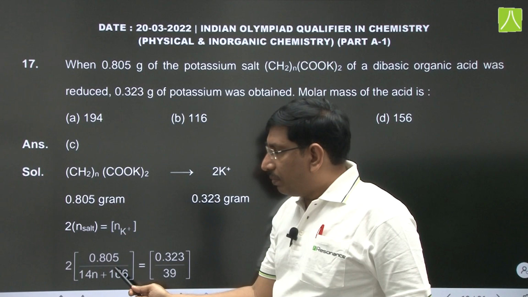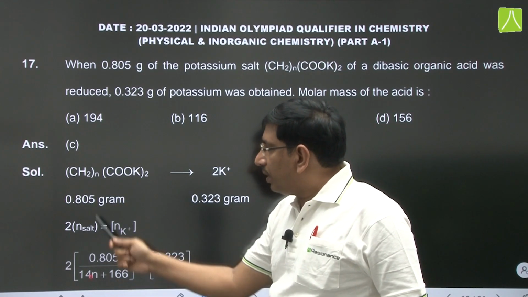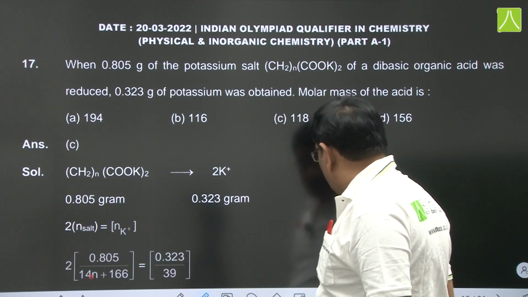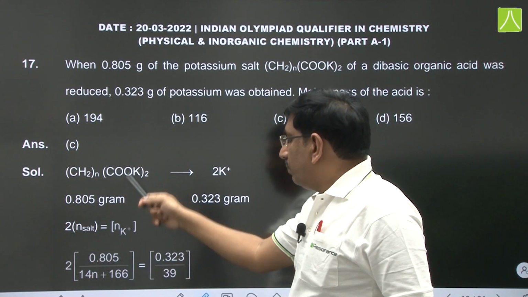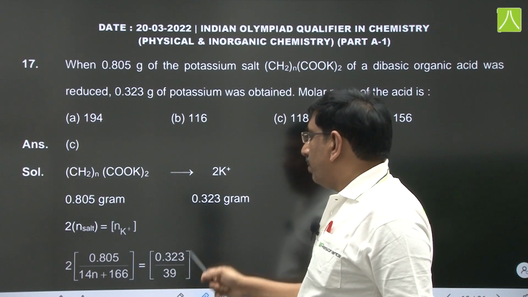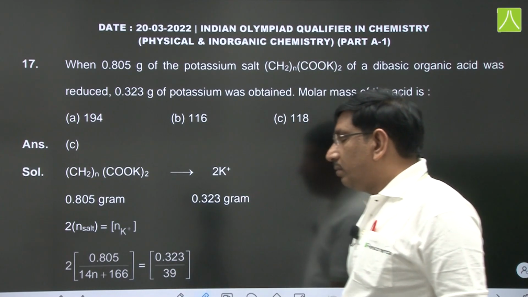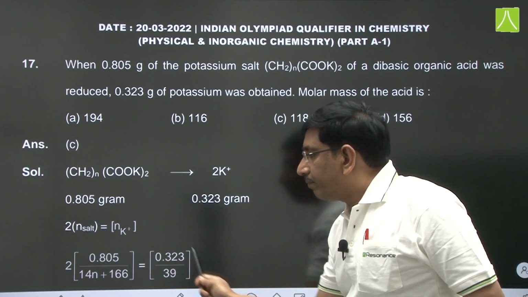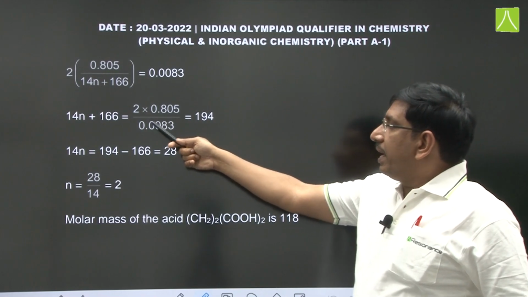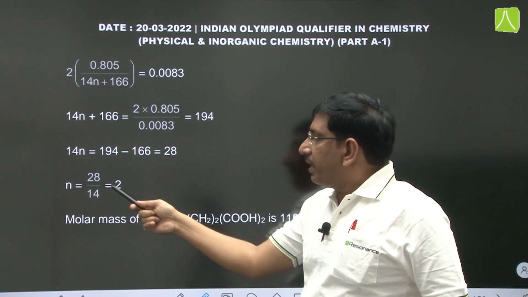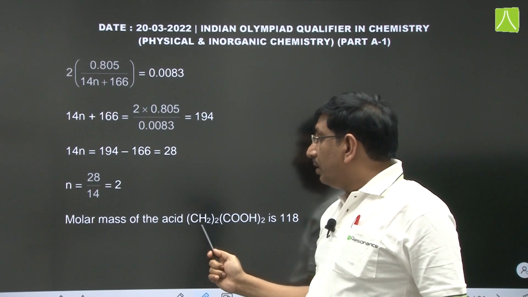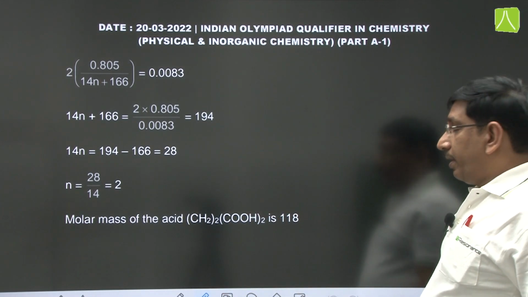Mass upon molar mass. Molar mass equal to 14n, n times, 14n plus... the mass is 166 molar mass. So 0.323 upon their atomic mass 39. We are equating these two. After equating, you will get the n value. On solving you will get n value 2, and now the molar mass of the acid, what is asked.